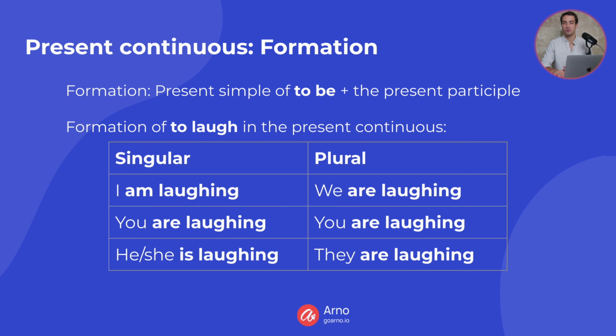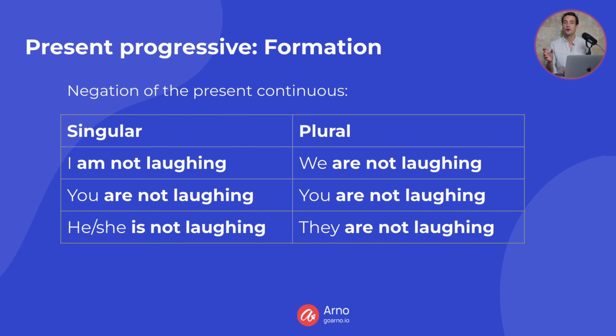To negate the present continuous, you put not between the present simple to be and your present participle. So not goes in between the two verbs that you have for the present continuous tense. So I am not laughing. You are not laughing. He or she is not laughing. We are not laughing. You are not laughing. They are not laughing. So not, again, it always goes right in between.